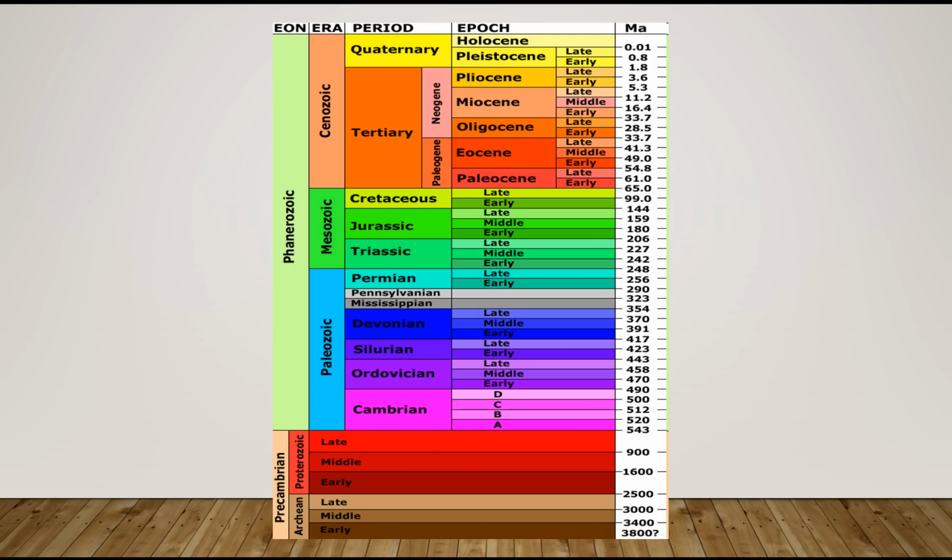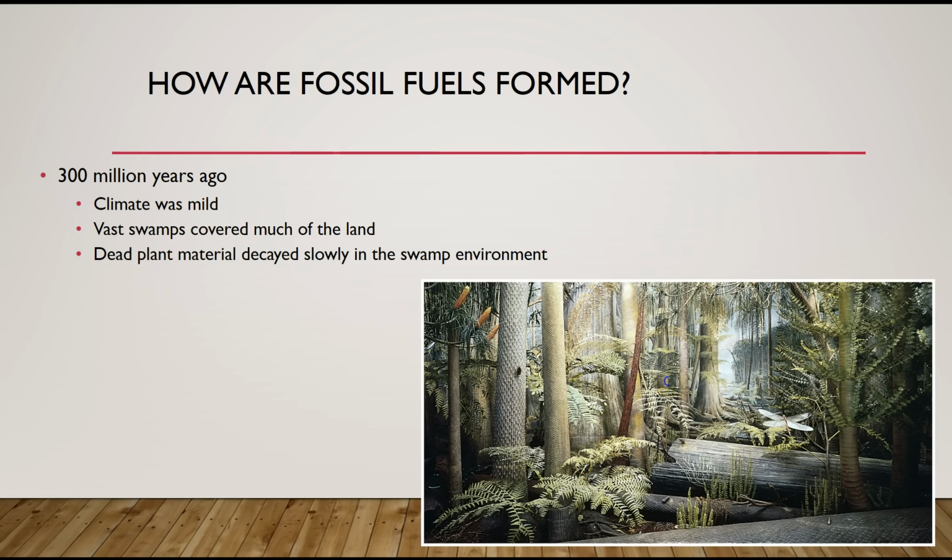So when we talk about the formation of those fossil fuels, we're talking about the Carboniferous era, really the Pennsylvanian and Mississippian periods, between about 300 and 360 million years ago. That is when most of our coal, at least, was laid down. Conditions were mild. We had vast swamps. We had no ice on the planet at that time, or very little ice at least. And dead plant material decayed really, really slowly in these swamp environments.